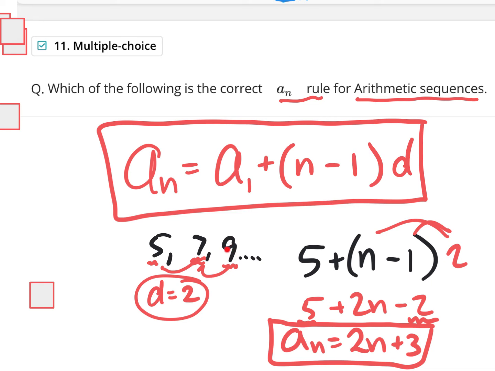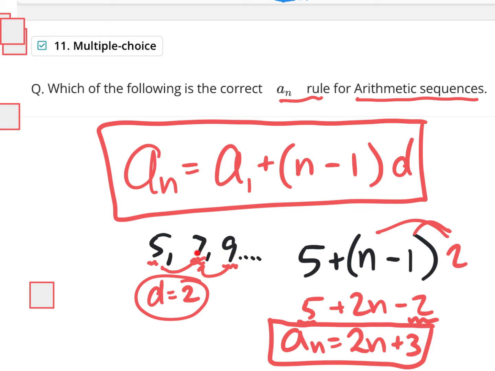Let's say you wanted the third term on this list, which is actually 9. So if you want the 9, it's going to be a sub 3, because that's what 9 is. It's the third term on the list, a sub 3. So if that n is really a 3, you have to put a 3 right here. 2 times 3 is 6. 6 plus 3 is 9.